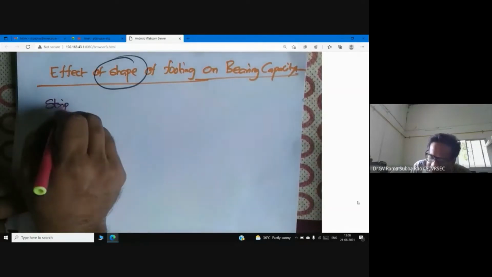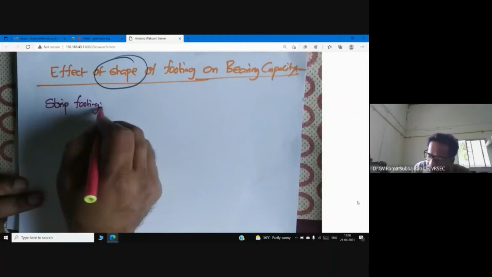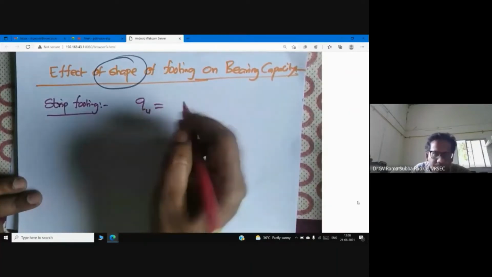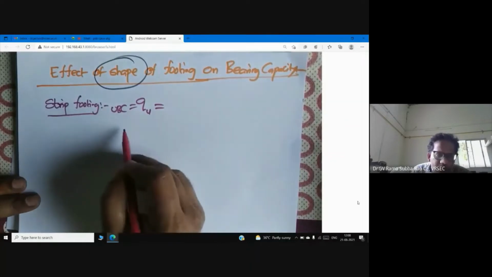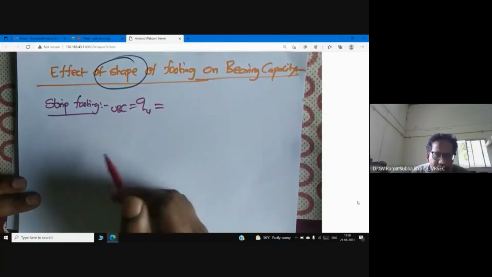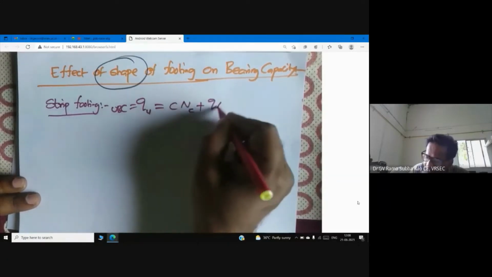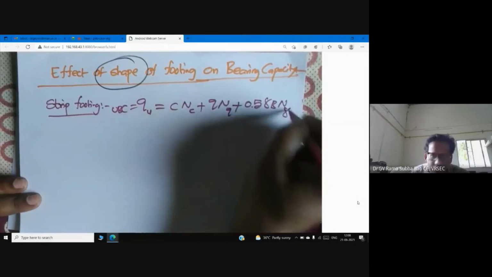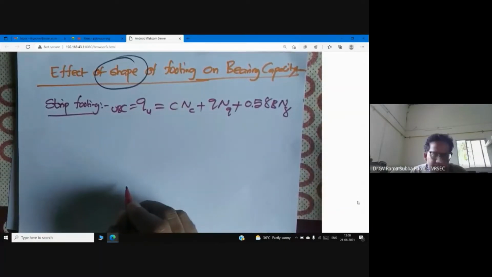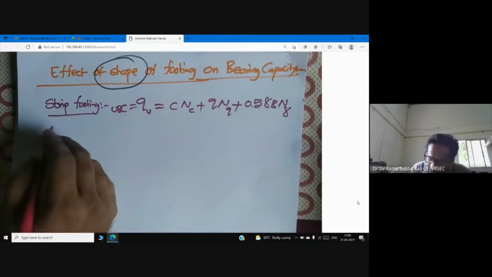Bearing capacity in case of strip footing. Qu is equal to... U means ultimate bearing capacity. We know the story of how to calculate safe bearing capacity from ultimate bearing capacity. Now c and Nc, q and Nq, 0.5 gamma B and N gamma. So now it is a very interesting thing. Now we are going to discuss a rectangular footing.